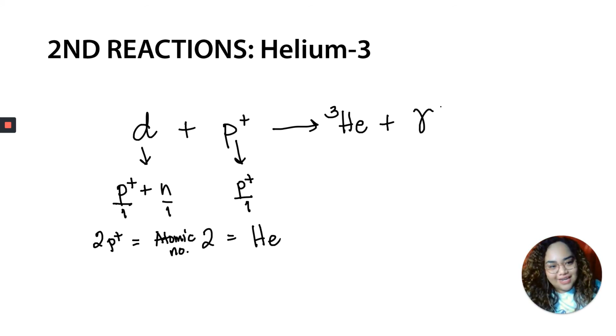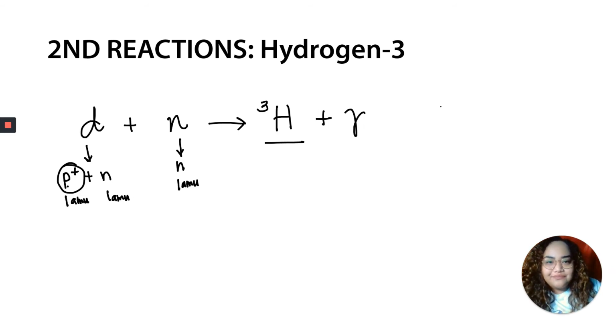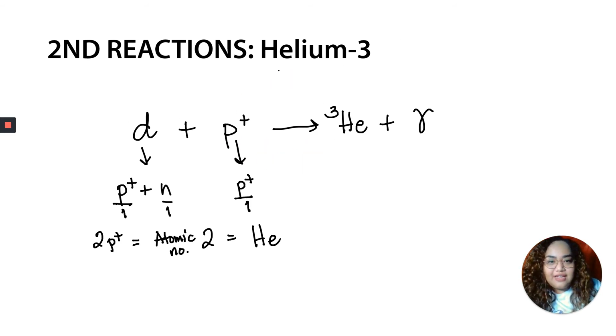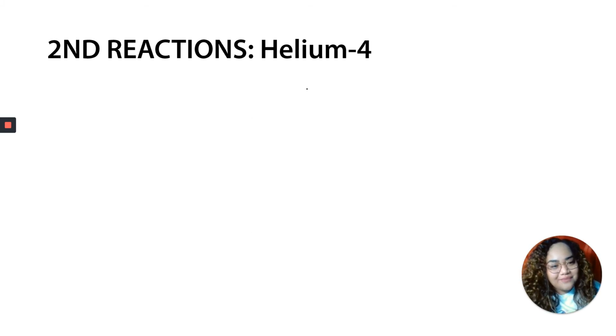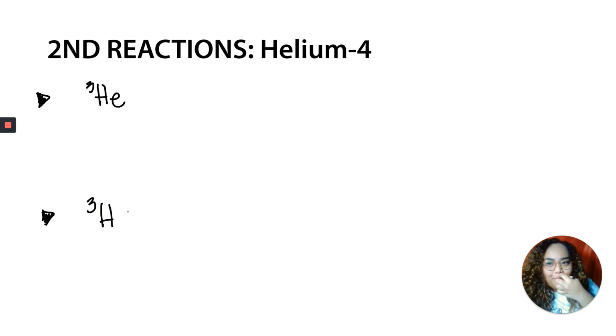Now, actually, we're not done yet. Why? Because we will let hydrogen-3 and helium-3 react with a neutron and a proton. So what happens here? We're actually making helium-4. There are actually 2 ways to do that. So let's get them ready here. The first one is you take the products from the previous slides. So you have helium-3 right here, and then the other one is hydrogen-3. Now, what if helium-3 reacts with a neutron?